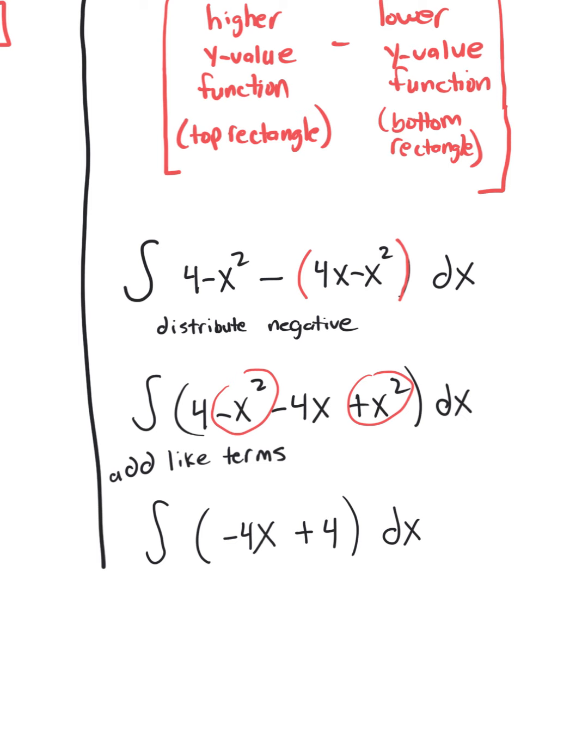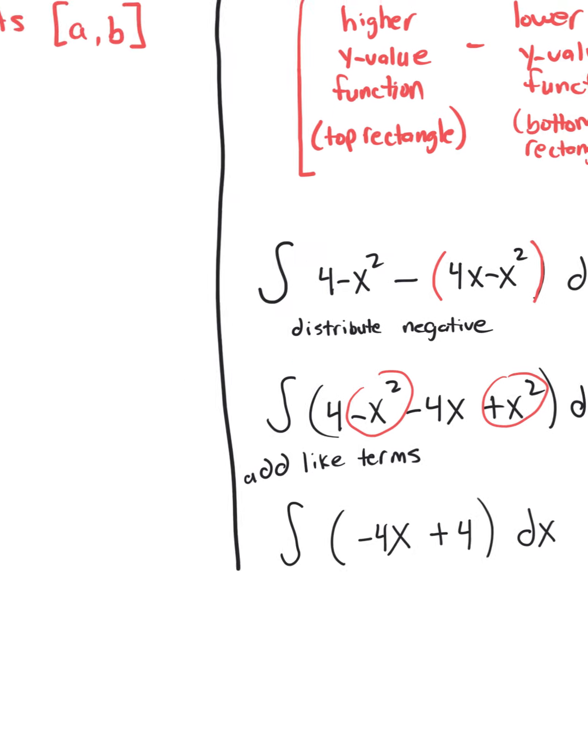So remember, you subtract your equations. If it's a vertical rectangle, it is the higher y-value function, the top of the rectangle, minus the lower y-value function, the function at the bottom of the rectangle. Don't forget to put that second function in parentheses, distribute the negative, and add like terms. Now we just need the limits a and b.